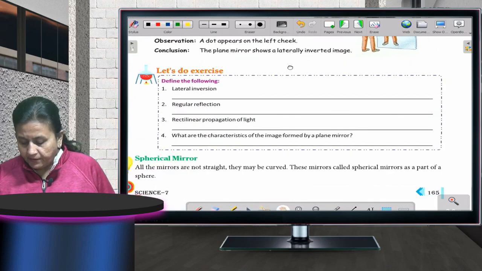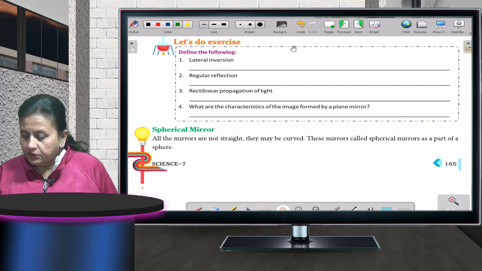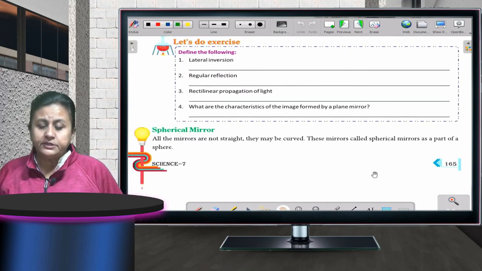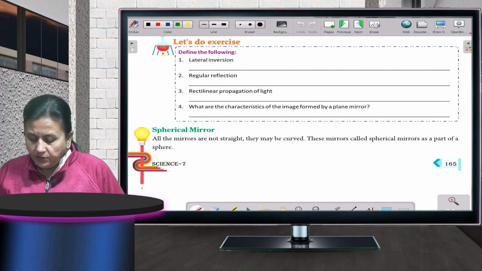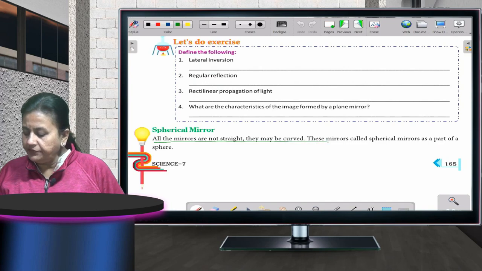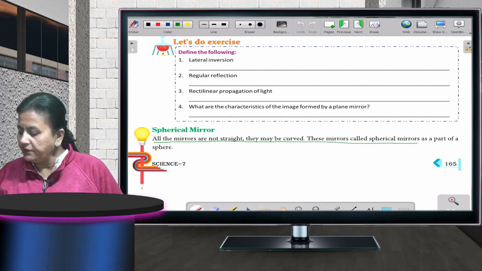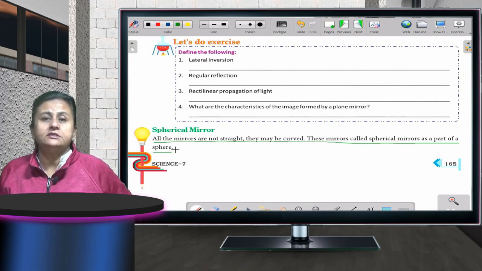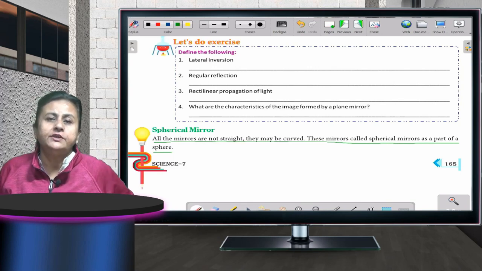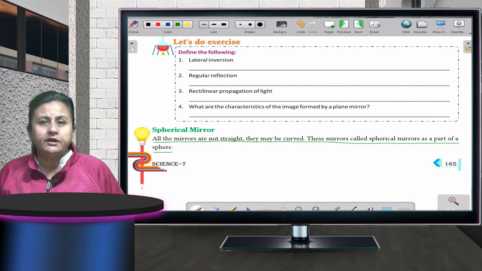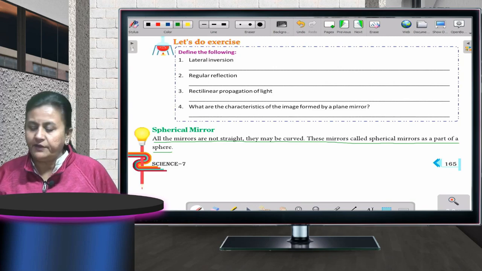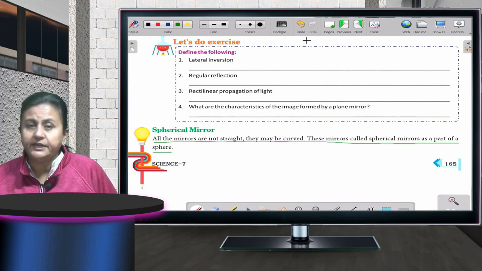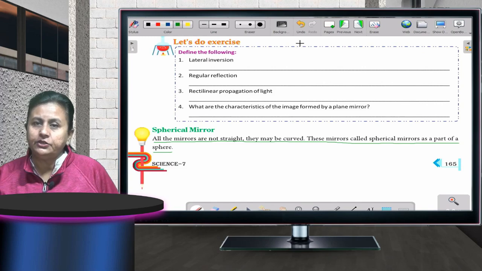Now, the new topic. My dear students, let me tell you what spherical mirrors are. All mirrors are not straight, they may be curved. These mirrors are called spherical mirrors as they are a part of a sphere. Children, there are three types of mirrors. First is the plane mirror, the one we use in our homes. The second is concave and the third is the convex mirror. You will be studying that in detail here and in your higher classes also.